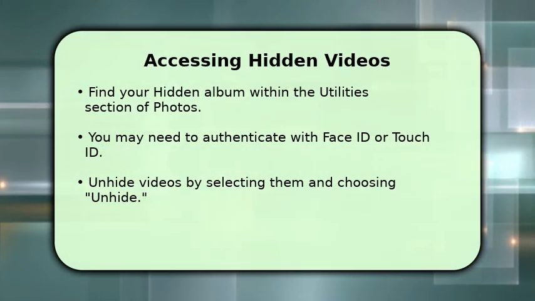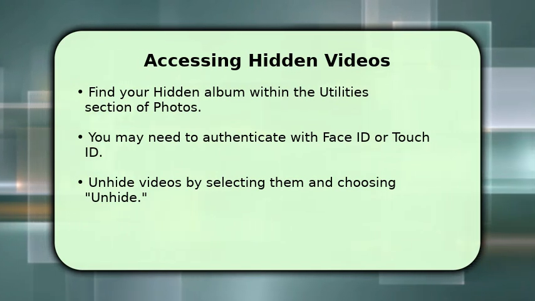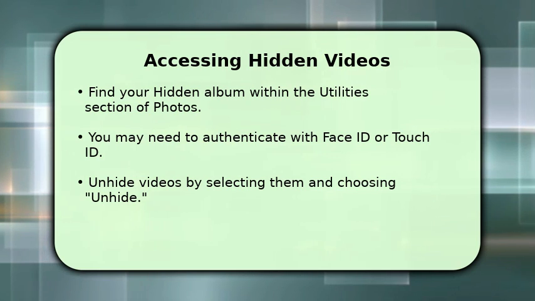To view your hidden videos, navigate back to the Photos app. Tap on the Albums tab at the bottom of your screen. Scroll down to the Utilities section and you'll find an album labeled Hidden.